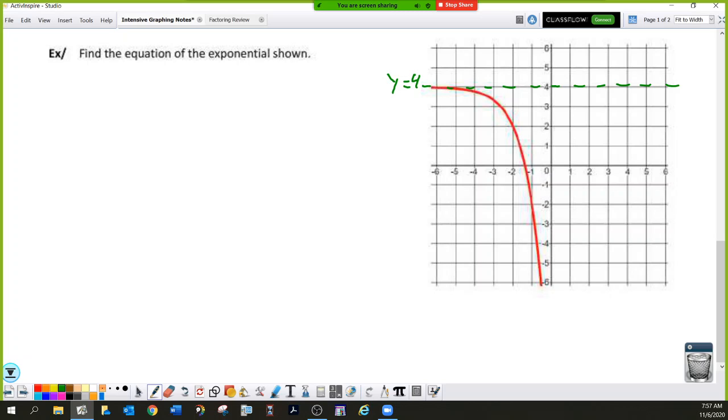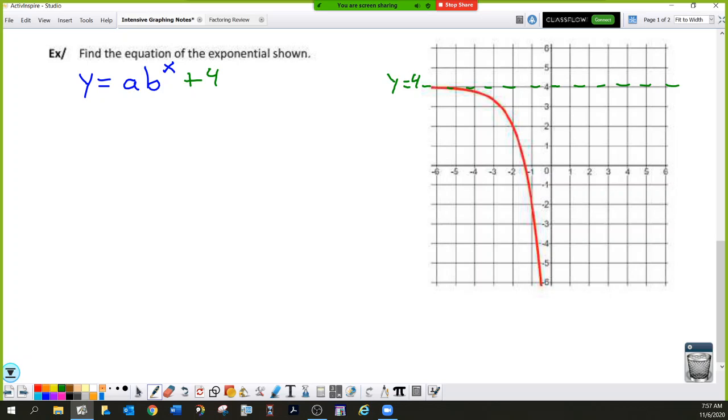So when I go to write this exponential, I'm going to assume that it's an easy one and that it does not have a shift to the left or right. But I am going to write that plus 4. Now, I'm probably wrong about there being a shift left or right, but it's okay. Just go with me on this.